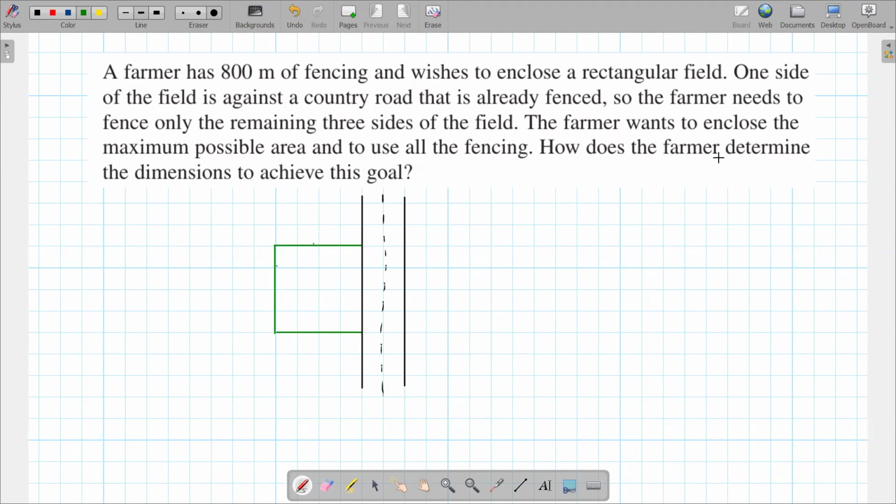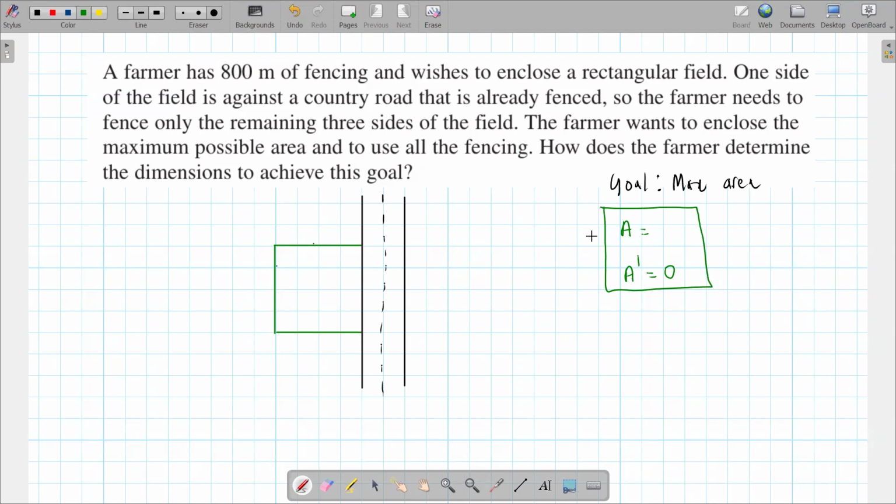How does the farmer determine the dimensions to achieve this goal? And what's the goal? The goal is to maximize the area. So let's write that down. The goal, the optimization problem, is to maximize the area of this rectangle. All right, cool. So how do we even start? So we need an equation for an area, right? We need an equation and we need to maximize this. So we need to find A prime and set it equal to 0. So this is what we need to do.